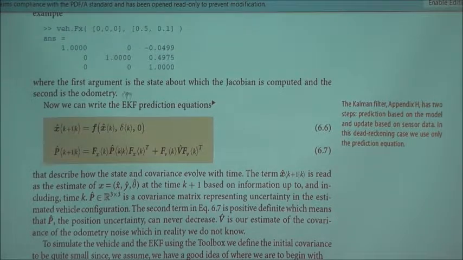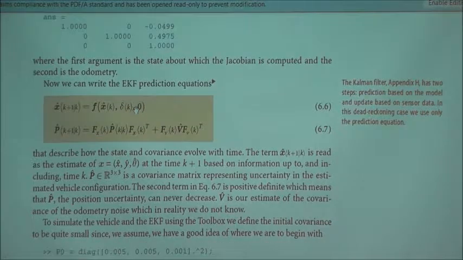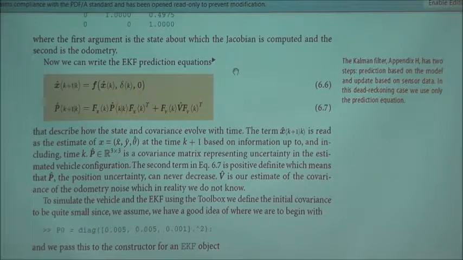Well, the first argument is the state about which the Jacobian is computed, that's the nominal values. And the second is the odometry measurement for d and for theta. Okay. So you're talking about 0.5 centimeter and 0.1 degree. Okay. We now can rewrite, extend the Kalman filter prediction equations.